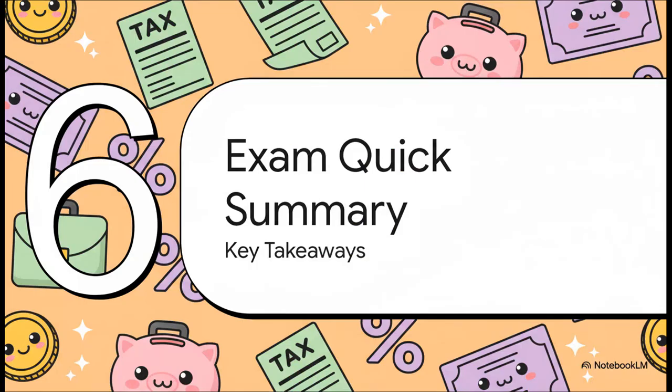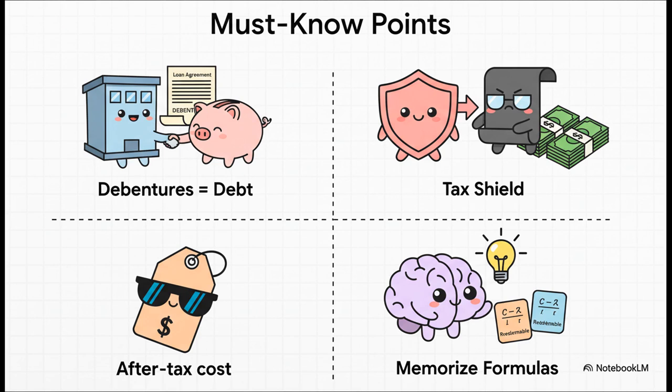Wow, we have covered a lot of ground. So before we wrap things up, let's do a super quick revision of the most important points you absolutely, positively need to remember for your exam. This is the core of everything we just talked about. Okay, just remember these 4 things. 1. Debentures are simply loans from the public. 2. The interest paid creates that powerful tax shield. 3. Because of this shield, we always calculate the after-tax cost of debt. That's the real cost. And 4. Master those 2 formulas, one for irredeemable and one for redeemable debt. If you get these right, you'll ace any question that comes your way on this topic.